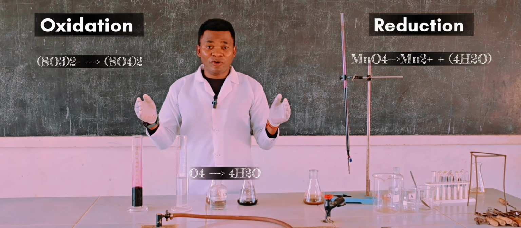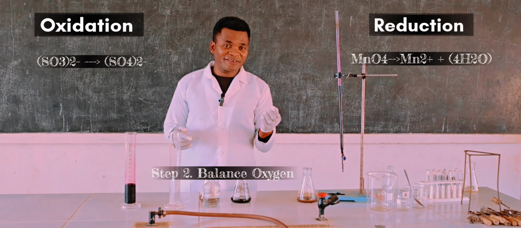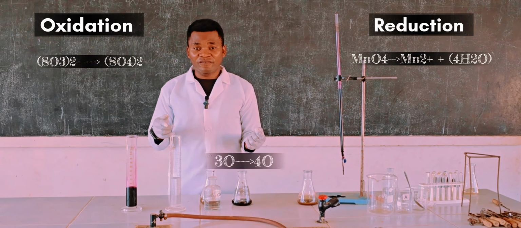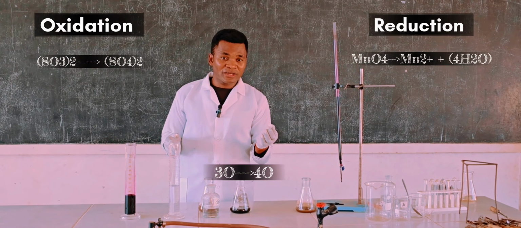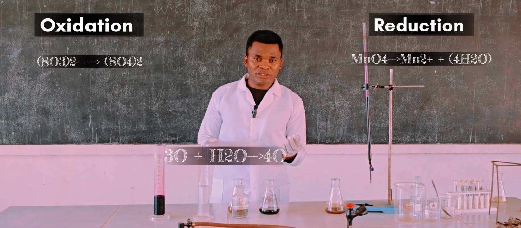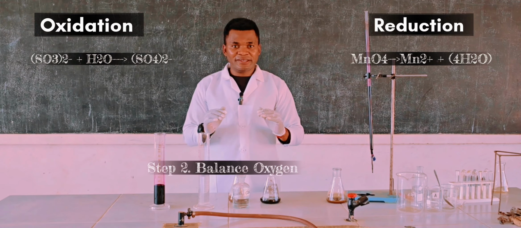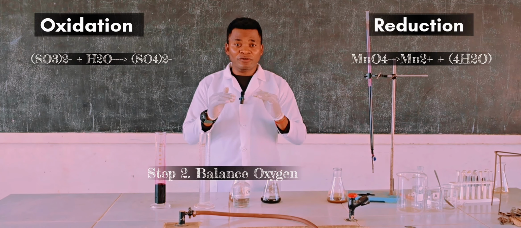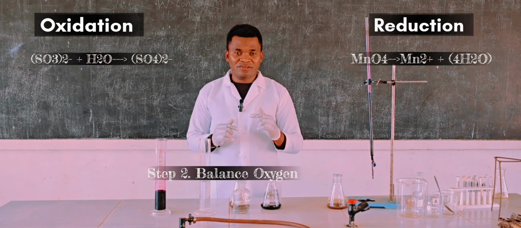Balanced well. Now I'm going to the oxidation reaction of sulfur. I have 3 oxygen on the left side, and I have 4 oxygen on the right side. This means the left side is missing 1 oxygen, so I'm going to add 1 water molecule to this side, balancing them. So now I can see oxygen has been balanced in both equations, in the oxidation and also in the reduction.